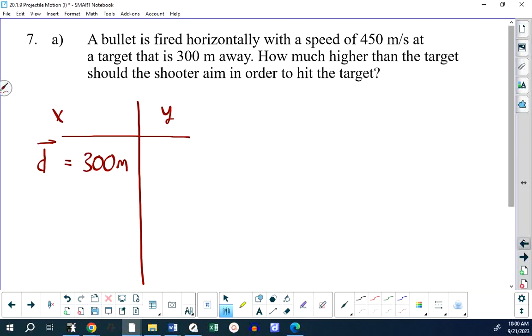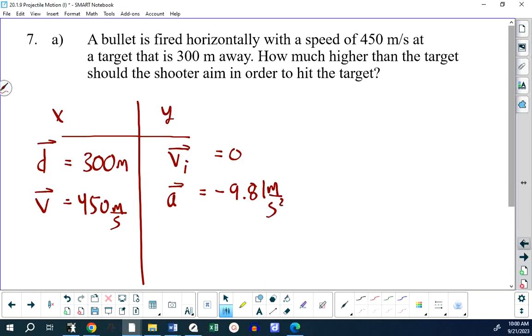The speed of the bullet horizontally is 450 meters per second. The initial velocity vertically is 0. The acceleration due to gravity is downward, and it's 9.81 meters per second squared. The vertical displacement is what we are after, but there is not enough information in the vertical column for us to answer the question. So what do we do?